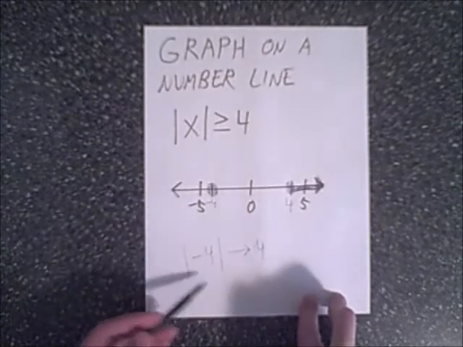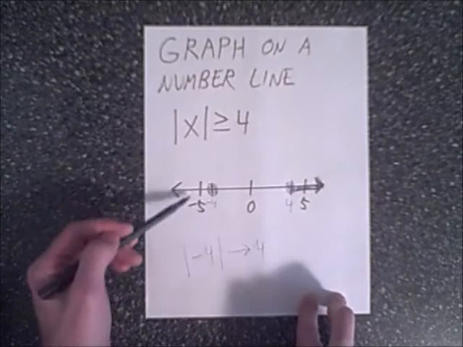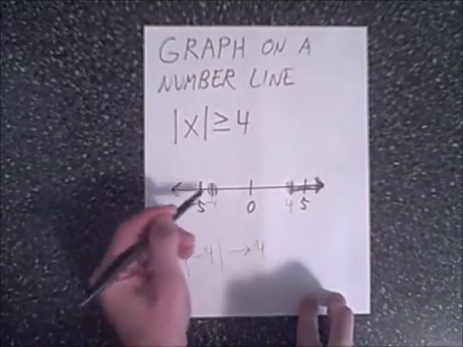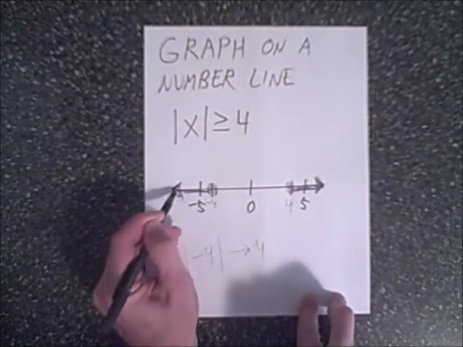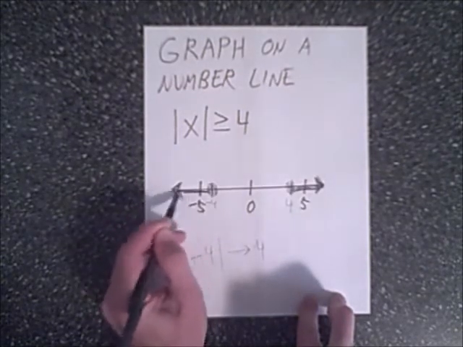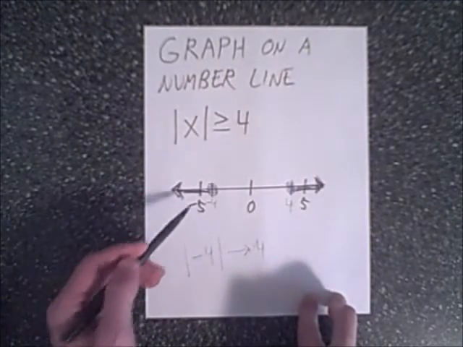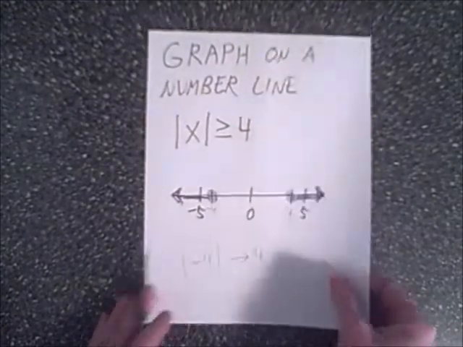Let's try negative 5, and once again the absolute value of negative 5 means we turn it into a positive, and of course 5 is greater than 4. Therefore anything less than negative 4, negative 5, negative 6, negative 7, and on will also be a solution to the absolute value is greater than or equal to 4. So there you have the first example. So looking at that, let's move on to a second example.